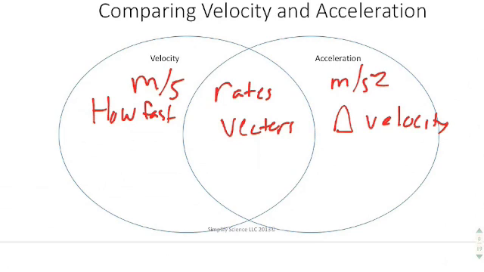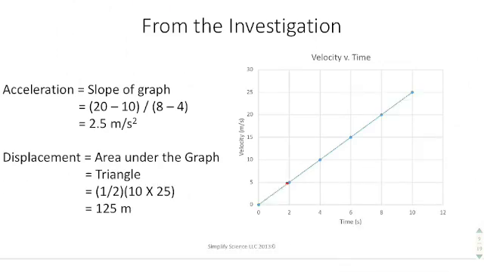You can have a velocity of zero and have some sort of acceleration. You can have an acceleration of zero and have some sort of velocity. They really don't have much to do with each other. So I'm not quite sure why people get them so confused, but they're very, very distinct topics.